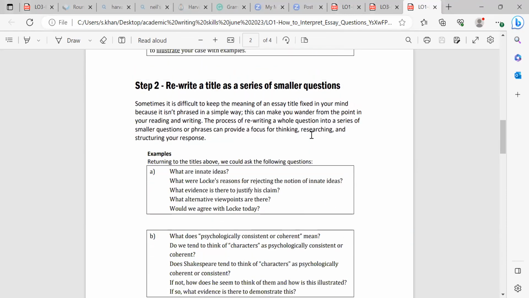Step 2: rewrite a title as a series of smaller questions. Sometimes it's difficult to keep the meaning of an essay title fixed in your mind because it is phrased in a complex way. This can make you wonder from the point you're reading and writing. The process of rewriting a whole question into a series of smaller questions or phrases can provide a focus for thinking, researching, and structuring your response.